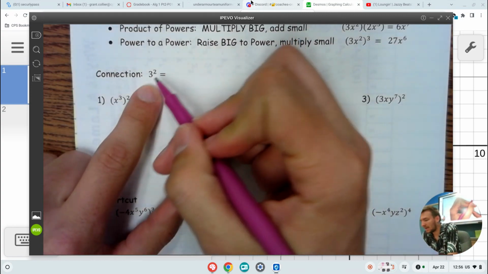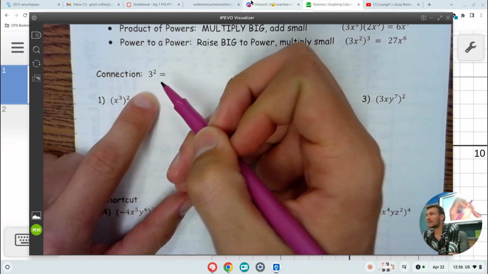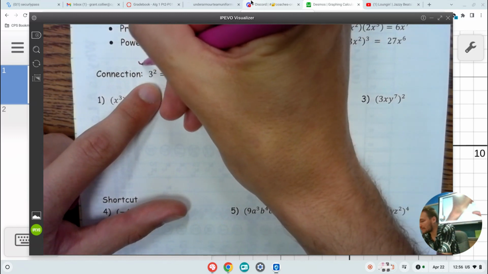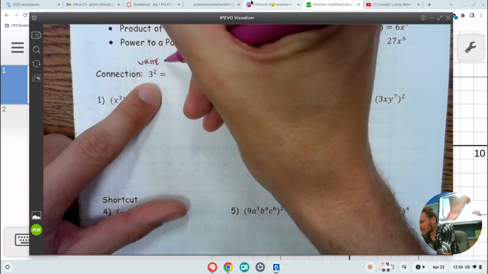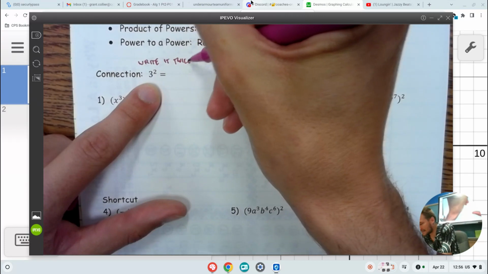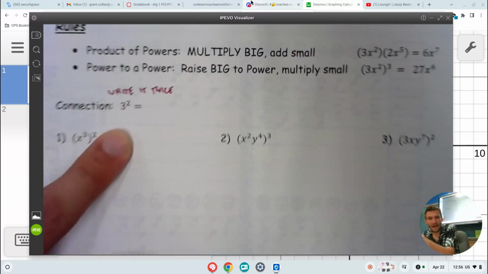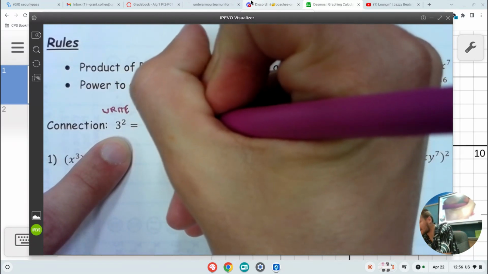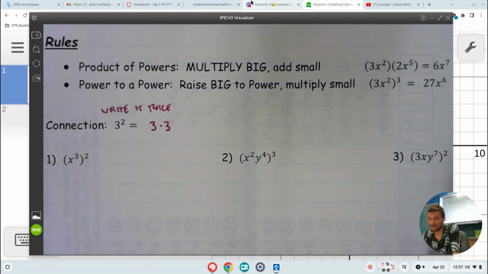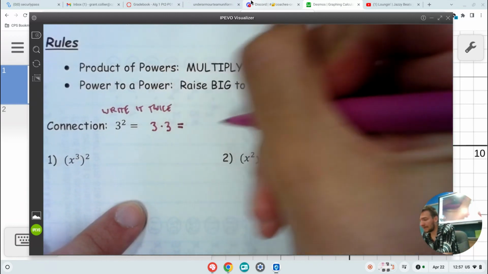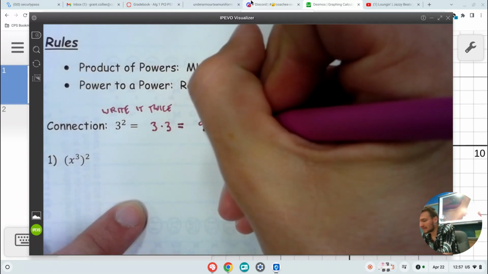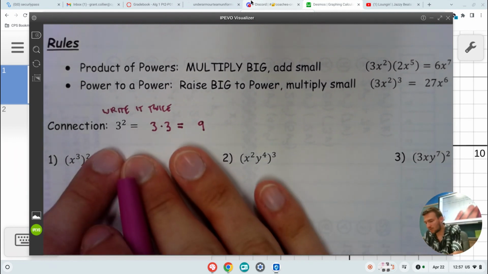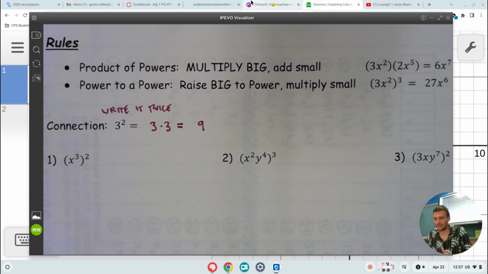So let's talk about what 3 squared means. When something is squared, that pretty much means that you need to write it twice. We've talked about that before, and so 3 squared is the same thing as 3 times 3. And what is 3 times 3? It is 9. So 3 squared is 3 times 3, which equals 9.